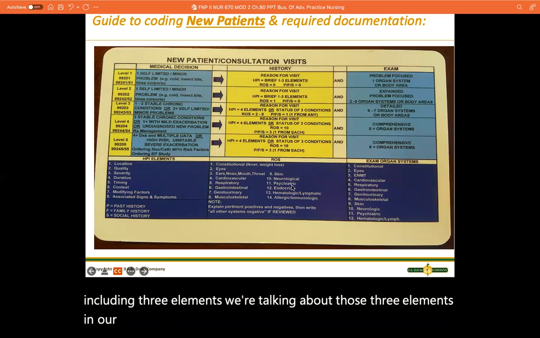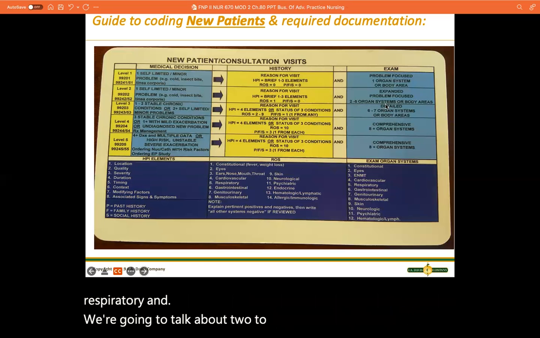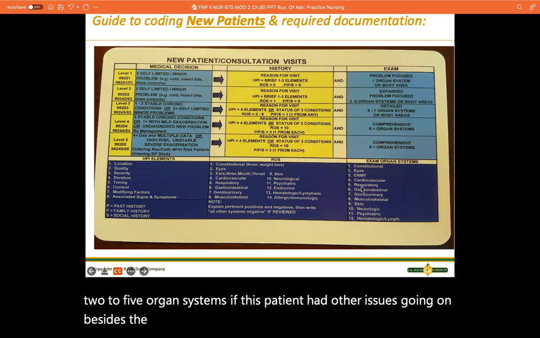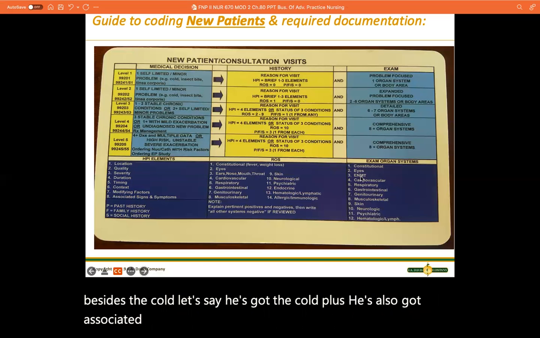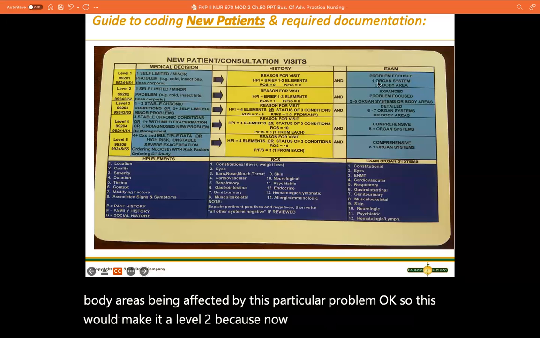We're doing a review of systems, one review of systems. So in this case, we're going to do respiratory, and we're going to talk about 2 to 5 organ systems. So in terms of 2 to 5 organ systems, if this patient had other issues going on besides the cold, let's say he's got the cold, plus he's also got associated itchy eyes or something. So again, now we have 2 body areas being affected by this particular problem. Okay, so this would make it a level 2 because now we have 2 different organ systems we're talking about.